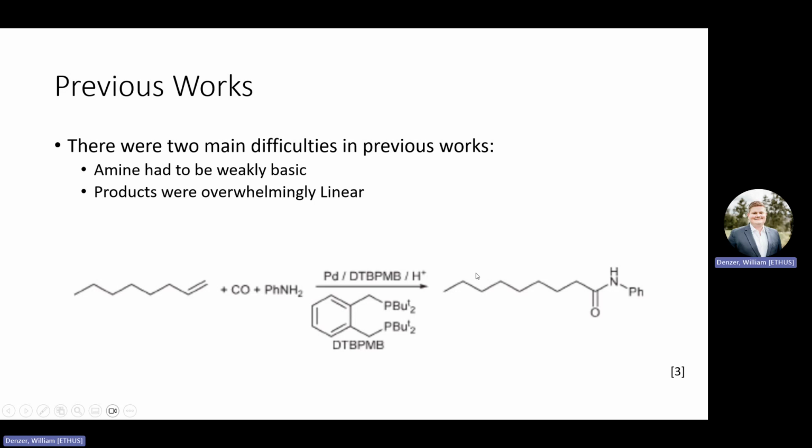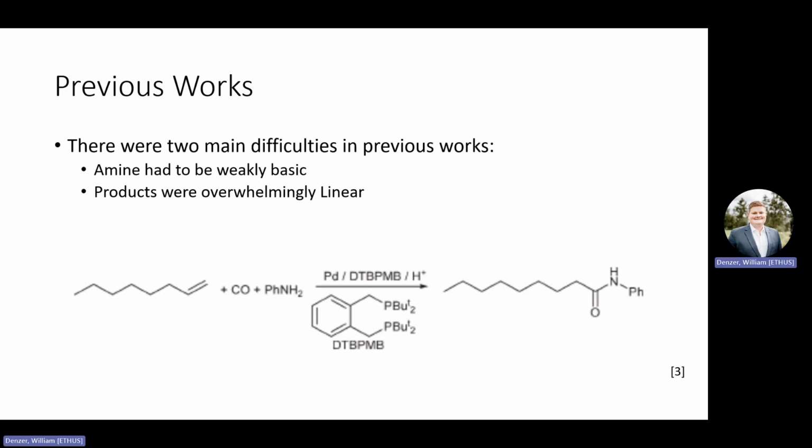This reaction scheme, for example, was created by Jimenez and his team. And what they used was a phenolic or an aromatic amine. We know that when a nitrogen bonds to an aromatic ring, the nitrogen acts as an electron donating group, so electron density is pulled away from it, and the lower electron density makes it a more weakly basic amine. Jimenez's team and other previous works were only able to make these reactions work when they used weakly basic amines.